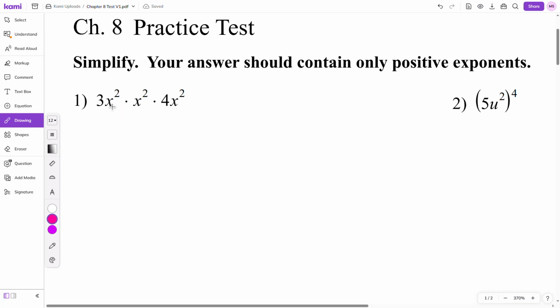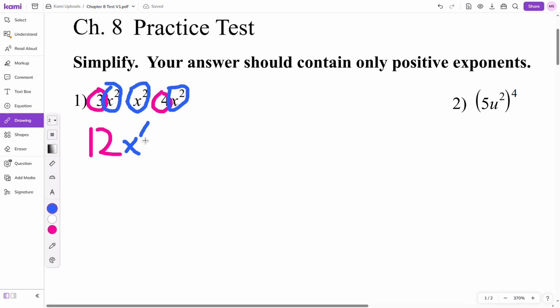So in this problem right here, I just want to highlight that we have numbers 3 and 4. So we're going to multiply the 3 and the 4, and we're going to get 12. Then we're going to take the x squareds. X squared times x squared times x squared, and that's going to give you x to the 6 because you just have to add the exponents. If you multiply x squared times x squared times x squared, you just add those exponents up. 2 plus 2 plus 2.